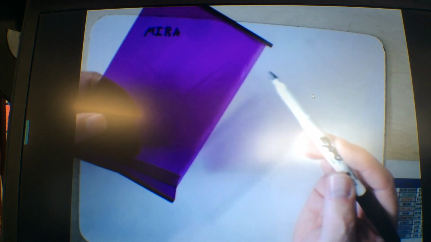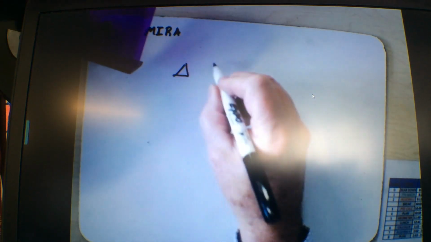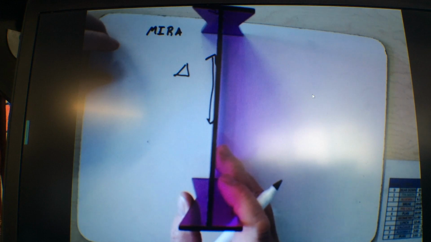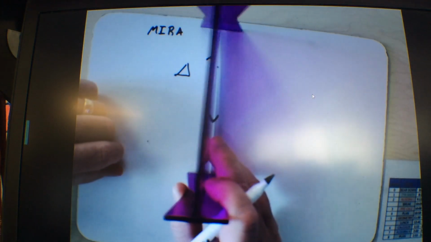Can I see yours for a minute? So this is a Mira, and you can see it has a beveled edge right here. What do I mean by beveled? It's cut. So if I want to take a triangle and move it across the line like that, this will reflect it. You can't see it because it's sideways, but if you put it up here, see the beveled edge? It goes up against that.